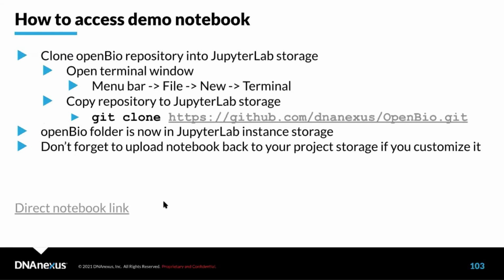So again, these slides are going to be available to you, but we just want to give you a quick recipe for accessing the demo notebook. This is in GitHub. What you can do is clone that repository directly into your JupyterLab instance storage. The first thing you need to do is open a terminal window. Then in the terminal, you can use a git clone for the repository to clone all of this into your JupyterLab instance storage. When you're done, don't forget to upload the notebook back into your project storage if you made any changes to it.